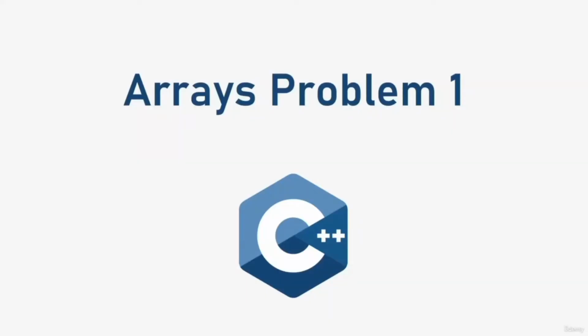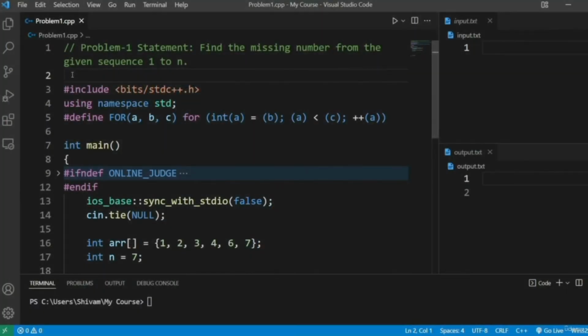Hey guys, in this video tutorial we are going to see practice problem 1 on the arrays topic. The problem statement says: find the missing number from the given sequence 1 to n. It is a very easy but tricky problem.